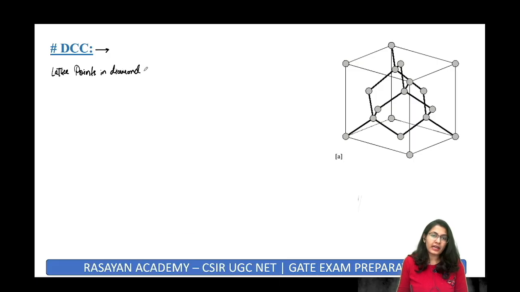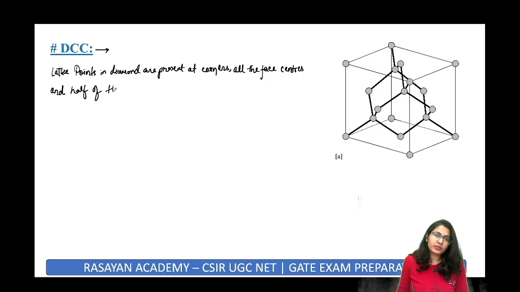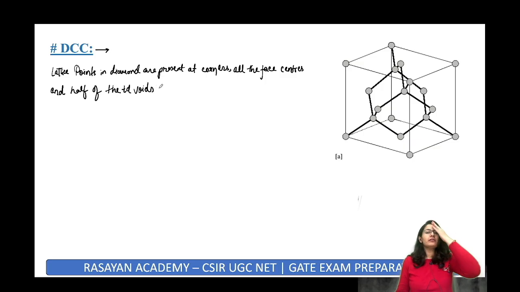The lattice points in diamond are present at the corners, all of the face centers, and half of the tetrahedral voids. So half of the tetrahedral voids means that is going to be equal to the lattice points.